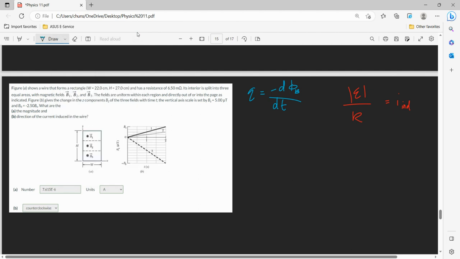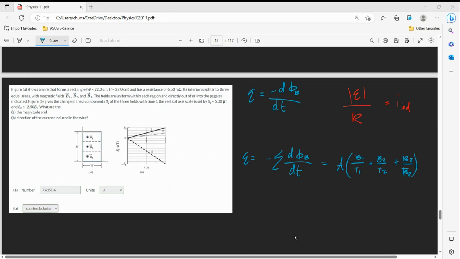Okay, so let's start with our first equation. It's equal to the negative of the sum of all of our fluxes, which is equal to, so our area is going to be constant. And sum just means that we're considering the B1, B2, and B3. This is equal to, as I said, our area was constant. So that is B1 over T1 plus B2 over T2 plus B3 over T3.